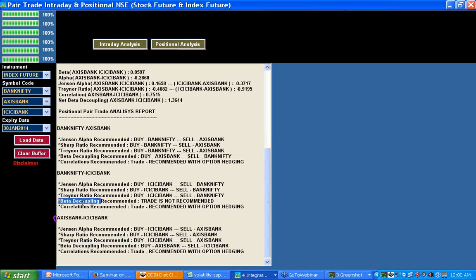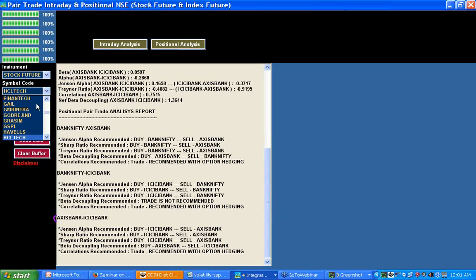In the same way, beta decoupling never recommends this one. However, buying ICICI Bank and selling Bank Nifty is recommended by the other three ratios. And Bank Nifty and Axis, if you are going for those, then these two also are divided. Bank Nifty is given a buy signal in all three. However, Axis is being given a sell signal in all these, but all of these are being recommended with hedging in the options.